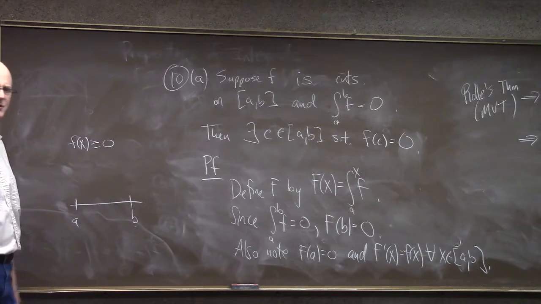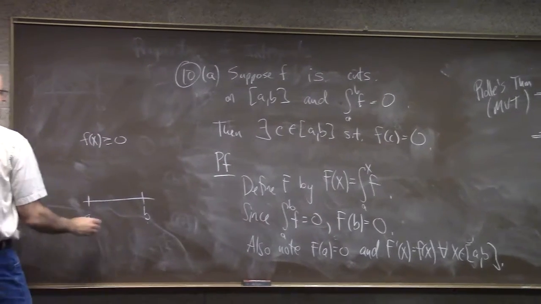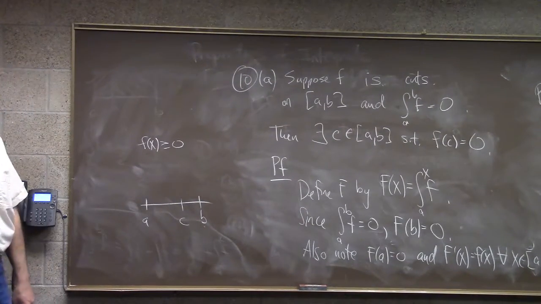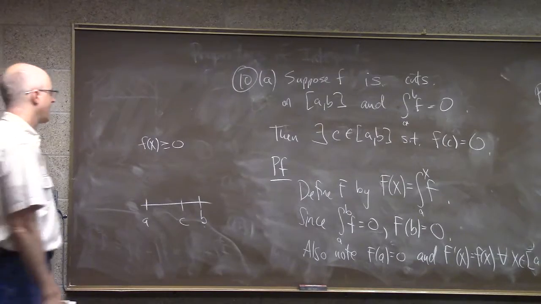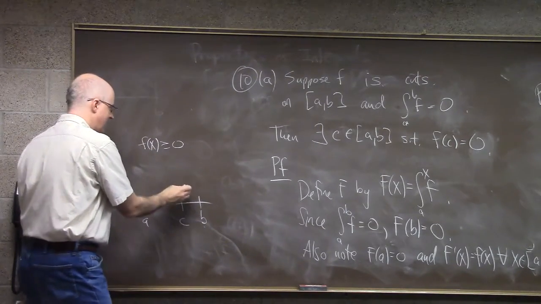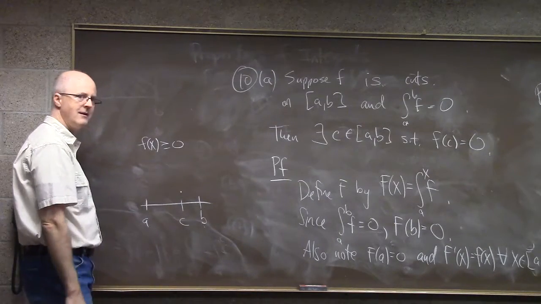You could do it by contradiction. Assume to the contrary that there's some c, call it, where f of c is non-zero. We're already assuming f is non-negative, so then, in fact, f of c must be positive. The graph must be up there.